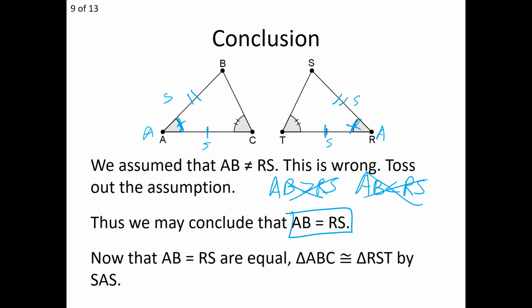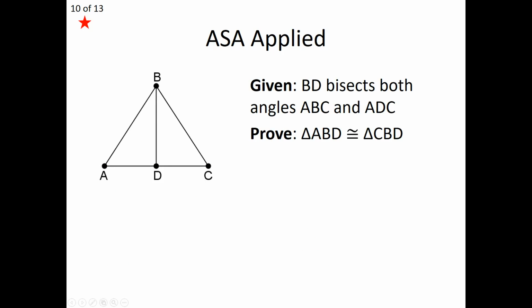What's interesting about this proof is we use a little bit of both indirect method and direct method. We first use indirect method to prove that AB and RS have to be equal. That's what we did here. But then we finish off with a direct method. Now that we know that AB and RS are equal, we can use our reason of side angle side congruence to show that triangle ABC and RST are in fact congruent. So now we have a new triangle shortcut. Let's actually use that triangle shortcut in our proof here.